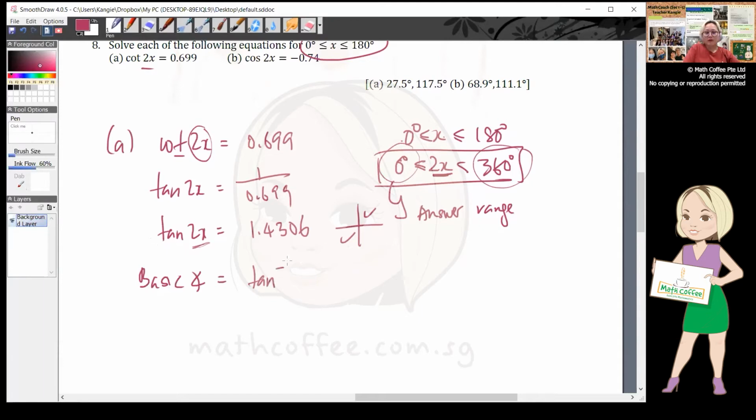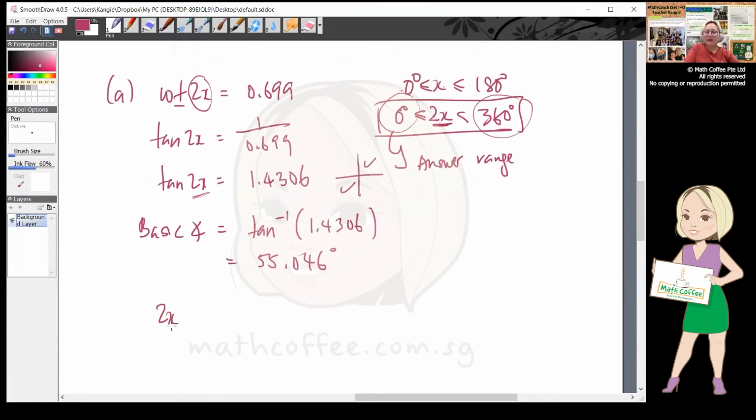So tangent inverse 1.4306. In the end, I will get 55.046 degrees. Okay, next is 2x. Always write your 2x first, which is so-called your theta, equals to the first quadrant, which is the basic angle.